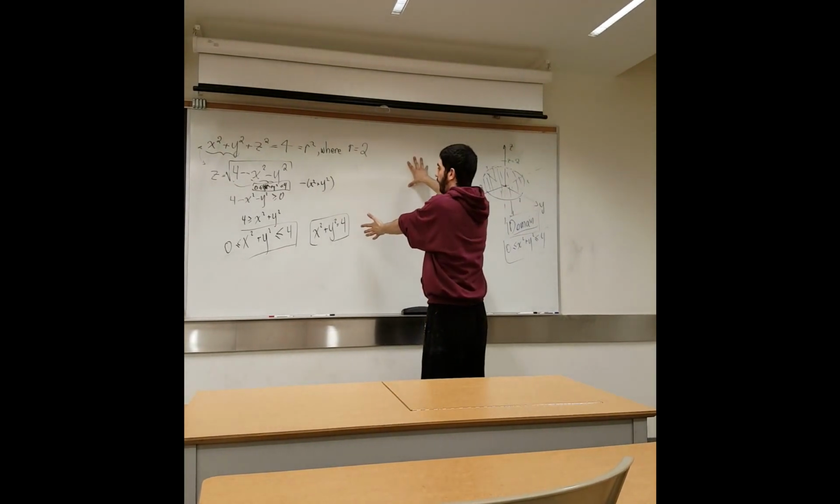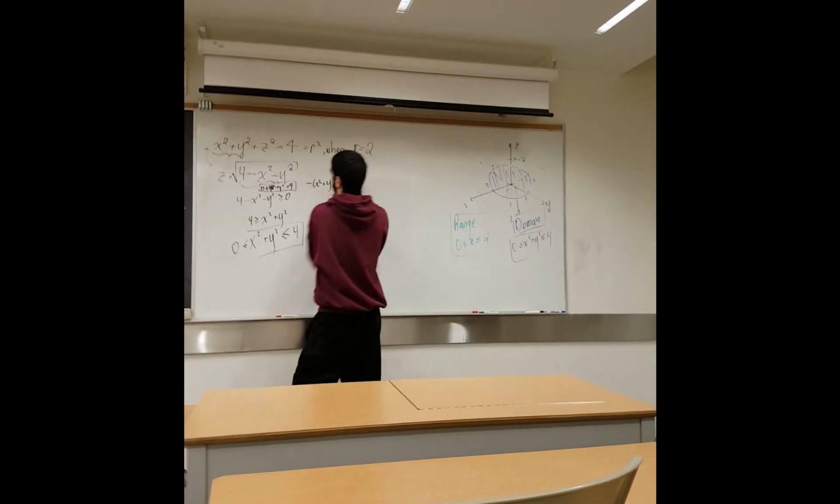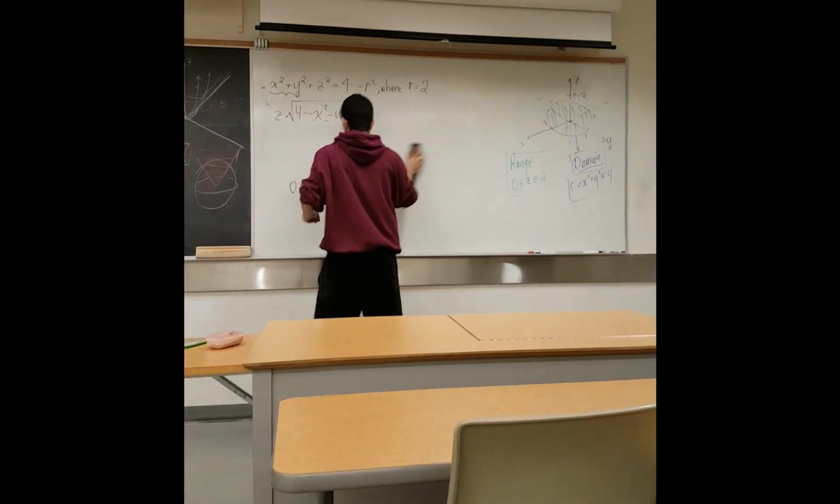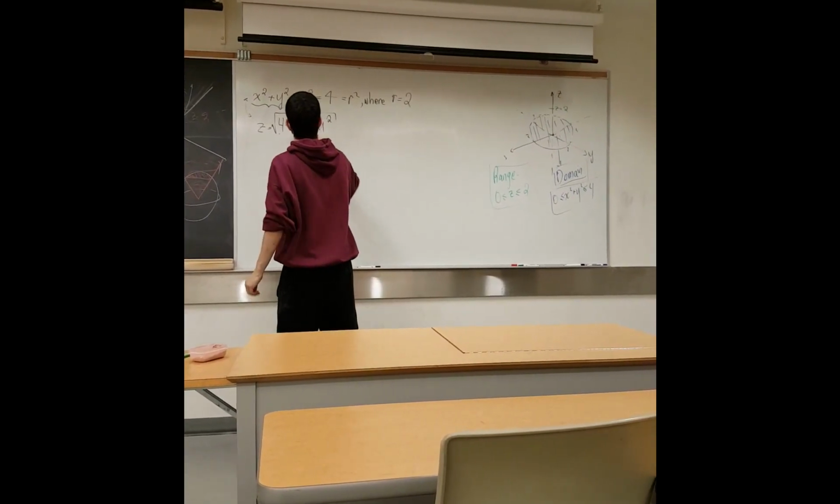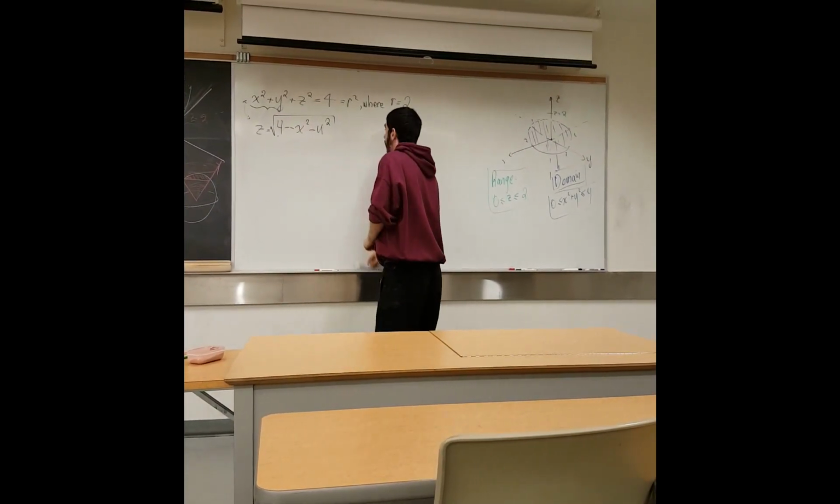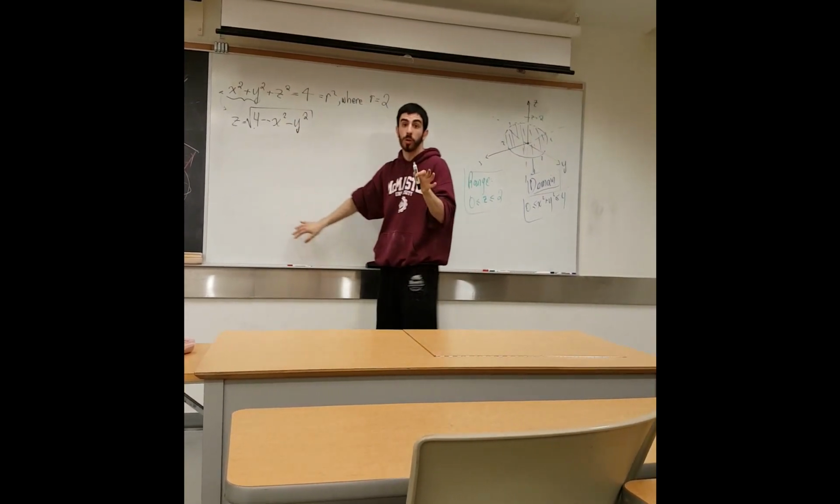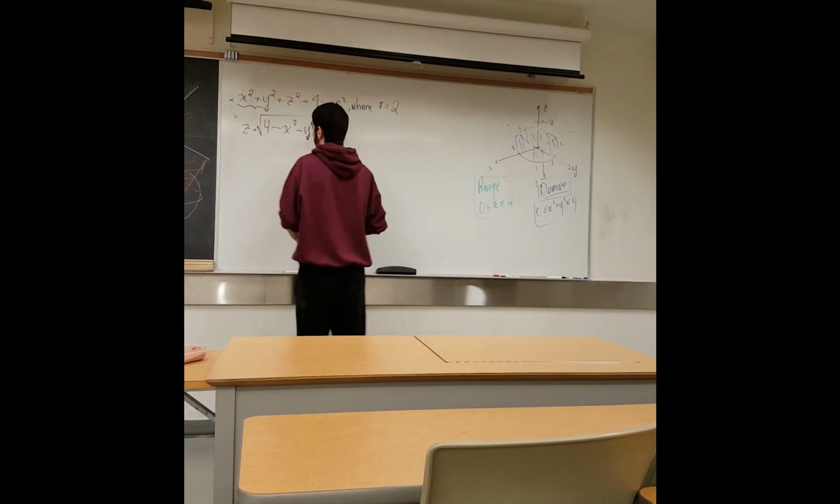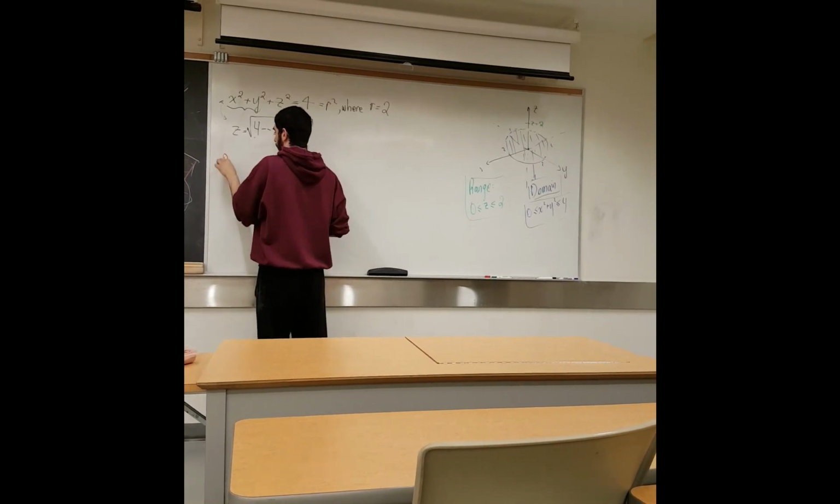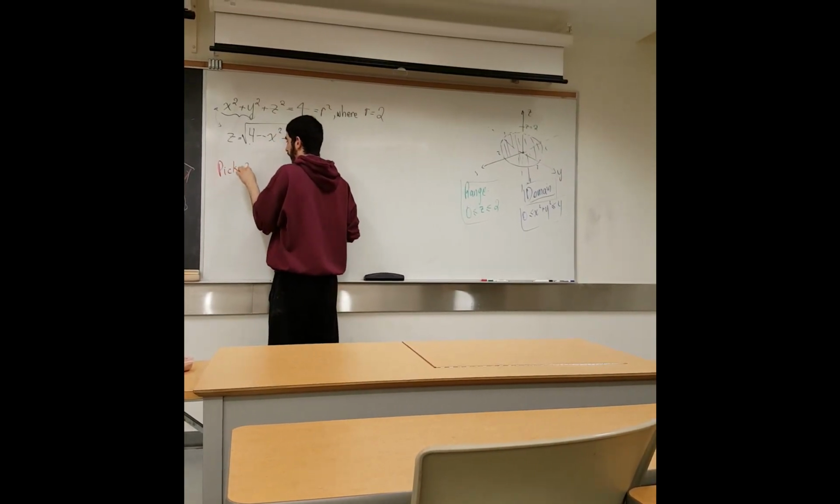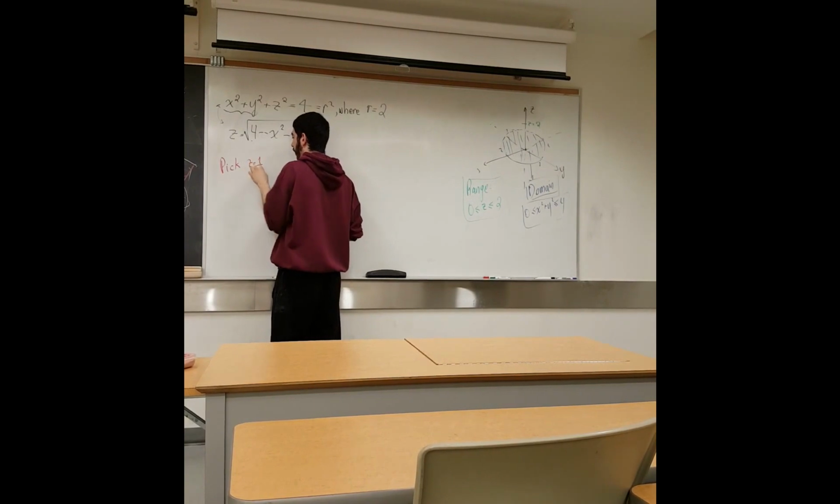Now we have a good amount of space, so I'm going to erase this portion. We're going to do some contour lines, some level sets. Level sets. So let's pick some values for the level sets. So let's pick z equals 1, for example.